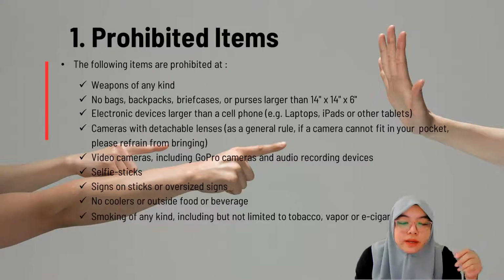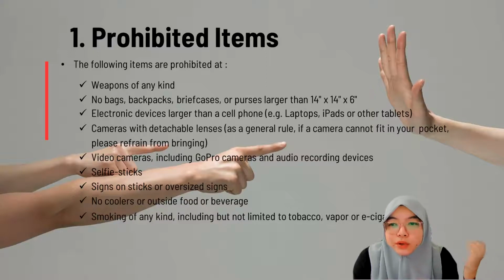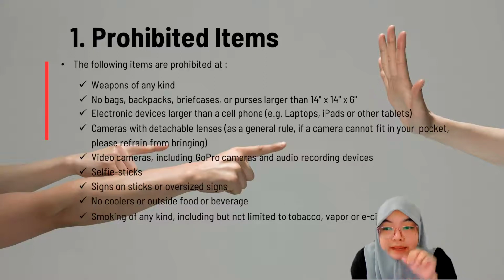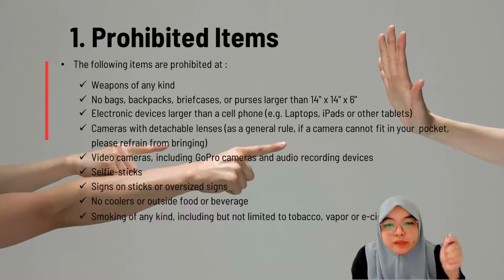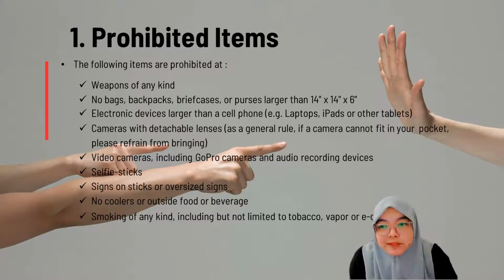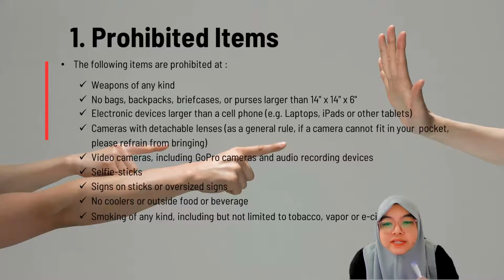Normally in some places or events, they do not give permission to bring any video camera, including GoPro cameras, which are very small cameras, or any audio recording devices, especially when you are entering the cinema. And then selfie sticks. They can cause people to hit other people, so they don't give permission to bring a selfie stick. And then signs on sticks or oversized signs.